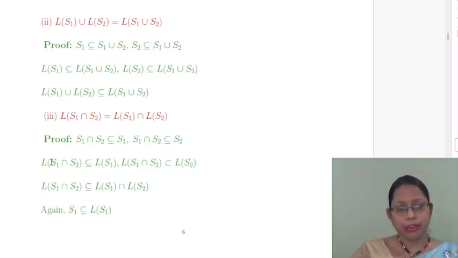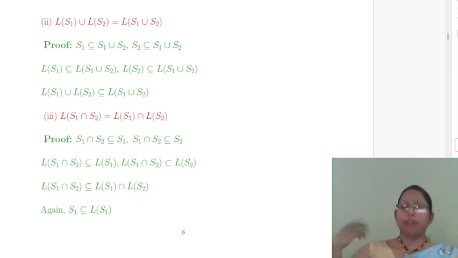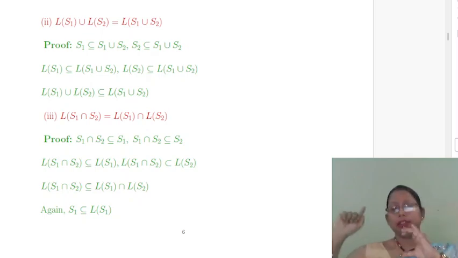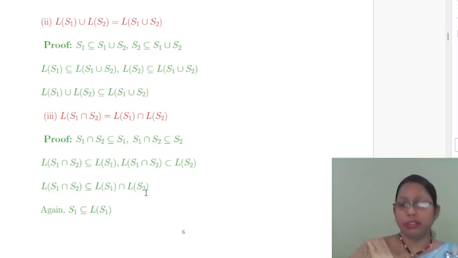So I am getting here that the linear span of S1 intersection S2 is contained in the linear span of S1 and the linear span of S2. Therefore, I am taking the intersection. On the left hand side, it will be the linear span of S1 intersection S2. On the right hand side, it is contained in the linear span of S1 intersection the linear span of S2. That is, I am getting one part: the linear span of S1 intersection S2 is contained in the intersection of their individual linear spans.